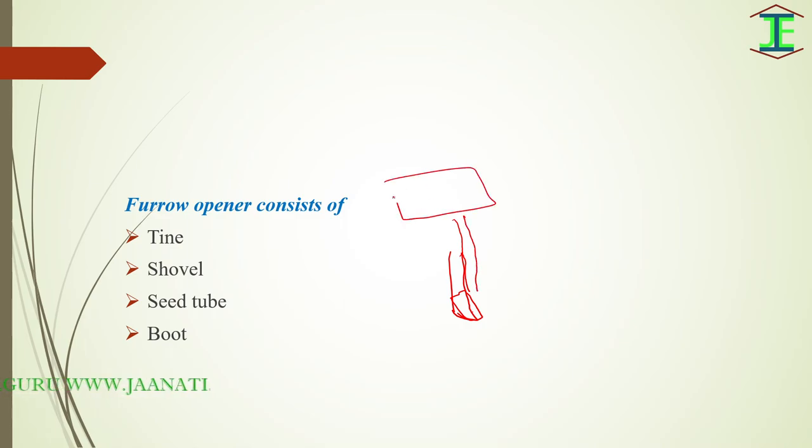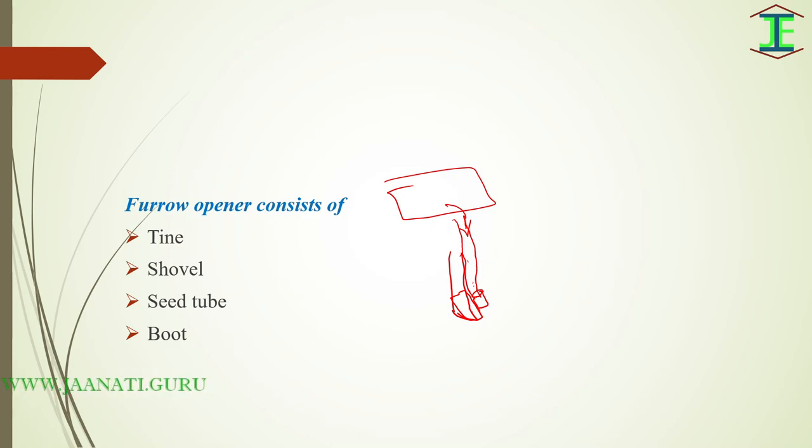So from the hopper, seed will be thrown into this seed tube, and from this seed tube, the seed is sown into the furrow. So this tine opens the furrow, and the seed tube is attached here. There will be another part which is called as boot. The end part of the seed tube which delivers the seed into the furrow is called as boot. So this boot delivers the seed into the soil.